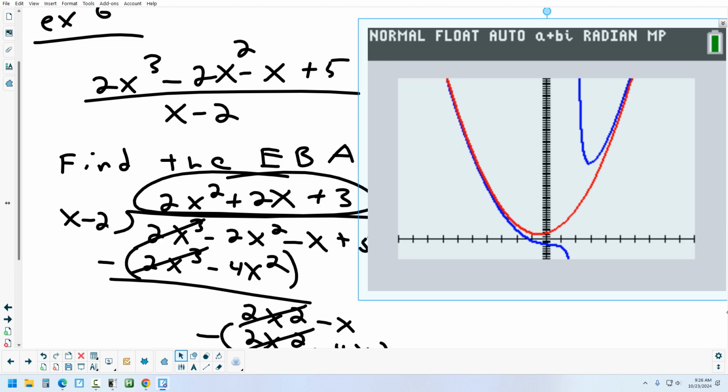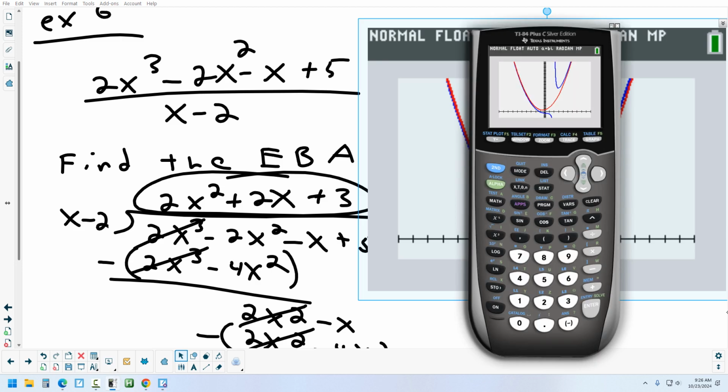So what would happen if it wasn't getting closer? Then that means we found the wrong EBA. Good question. So if you found the wrong EBA, it might look something like, I'll just make a mistake in the EBA.